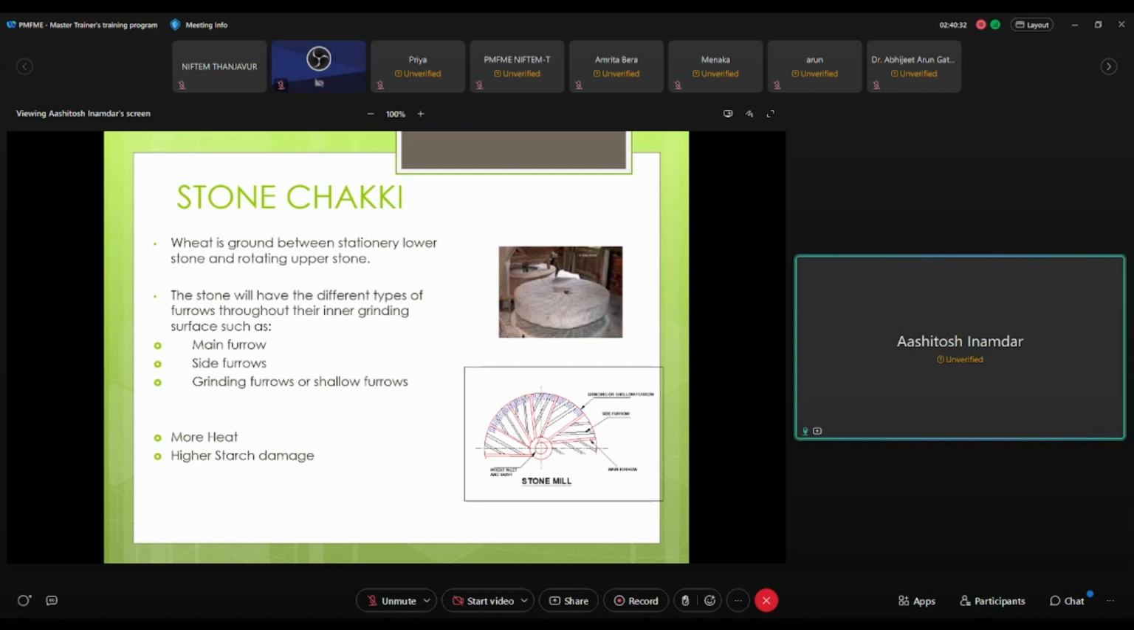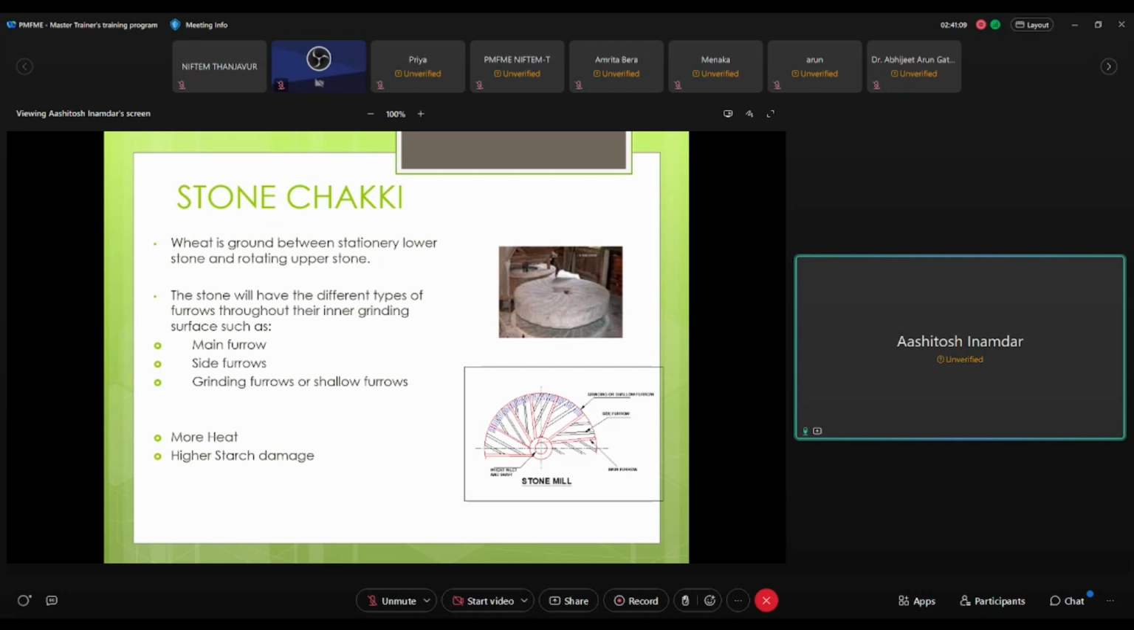The furrows come in three different types. One is the main furrows, which help in transporting the material because the material falls in the center. This is used basically for wheat, but jowar, bajra, all the grains can be ground using the stone mills. The material is transported through the main furrows. Side furrows turn the grain, and actual grinding happens at the periphery only. If you can see the blue lines, this is where actual grinding happens.